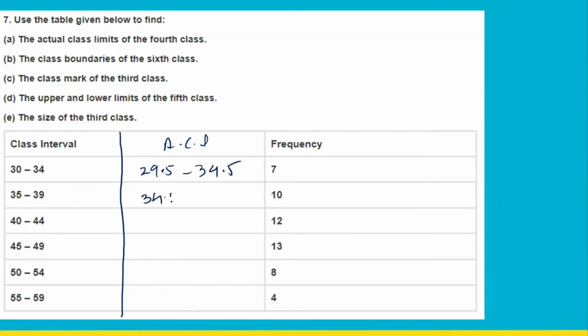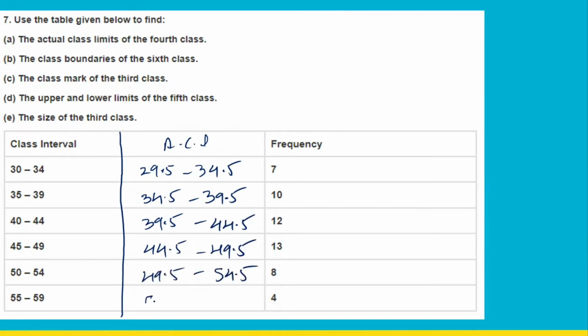Subtracting 0.5 from the lower limit, adding 0.5 to the upper limit. So it is 39.5 to 44.5. 44.5 to 49.5. 49.5 to 54.5. And 54.5 to 59.5. Now let us answer this question.